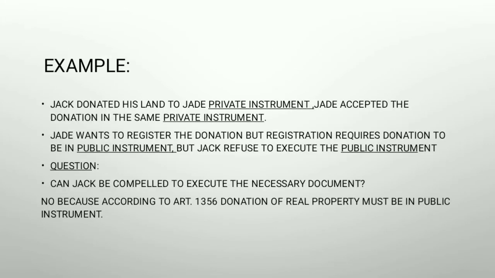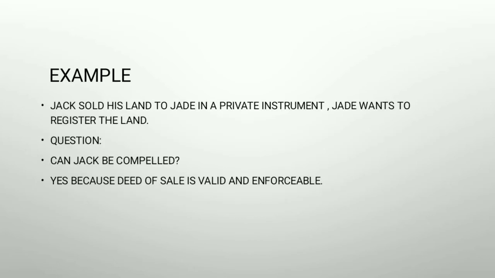Now, let's proceed to the examples of Article 1357. Example 1: Jack donated his land to Jade in a private instrument. Jade accepted the donation in the same private instrument. Jade wants to register the donation, but registration requires the donation to be in a public instrument. But Jack refused to execute the public instrument. Question: can Jack be compelled to execute the necessary document? The answer is no, because according to Article 1356, donation of real property must be in a public instrument, not in a private instrument. Another example: Jack sold his land to Jade in a private instrument. Jade wants to register the land. Question: can Jack be compelled? The answer is yes, because the deed of sale is valid and enforceable.